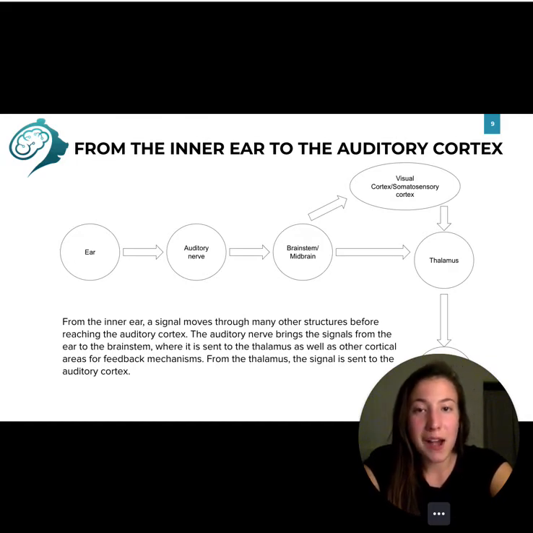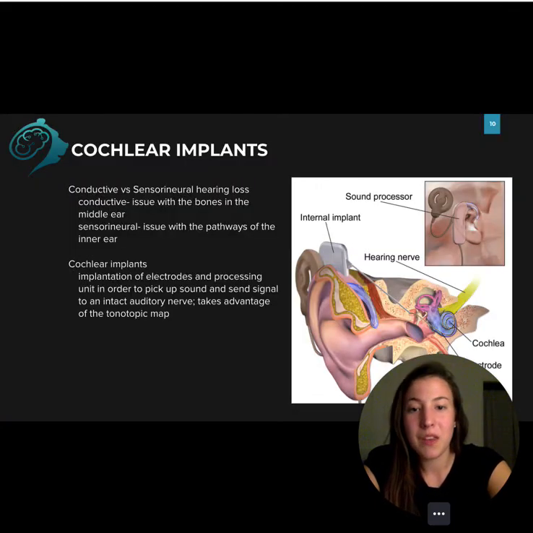The signal is then passed to specific structures in the brainstem and the midbrain, where they're further processed before being sent to the thalamus. The structures in the midbrain in particular are connected to other sensory cortices, such as the visual and somatosensory cortices, as sound can serve as feedback for other systems and vice versa. Once the signal reaches the thalamus, it is then sent to the auditory cortex, where it's first received in A1, and then it moves to those higher cortical areas.